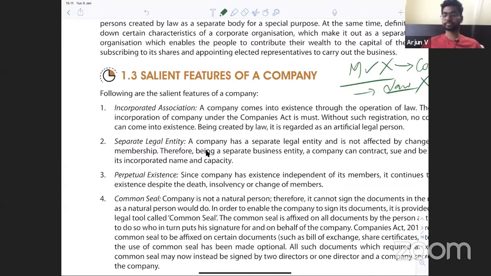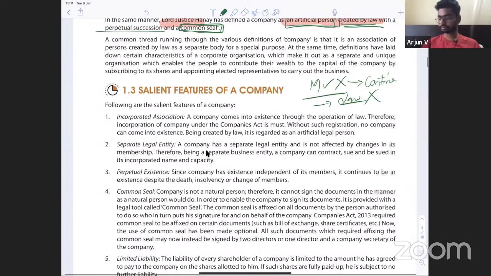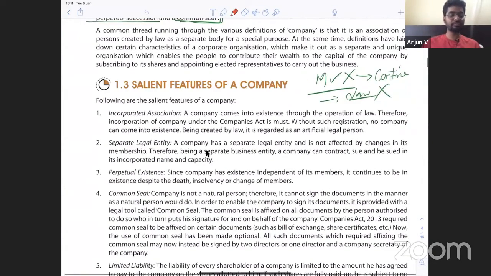Are you all right? Guys, sometimes they ask a true or false question, or they ask you to write the features. Do not try mugging up anything. What I would suggest is, you can just understand the meaning and write it in your own words. First one, salient features.